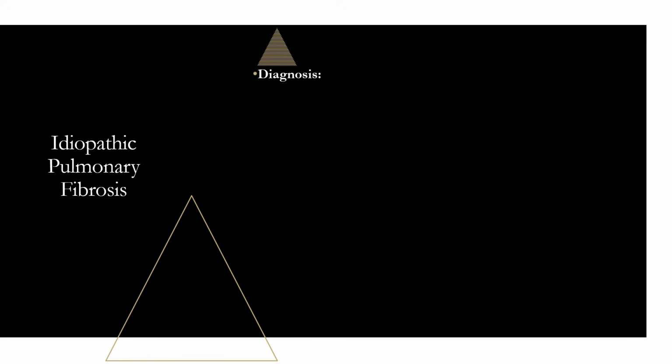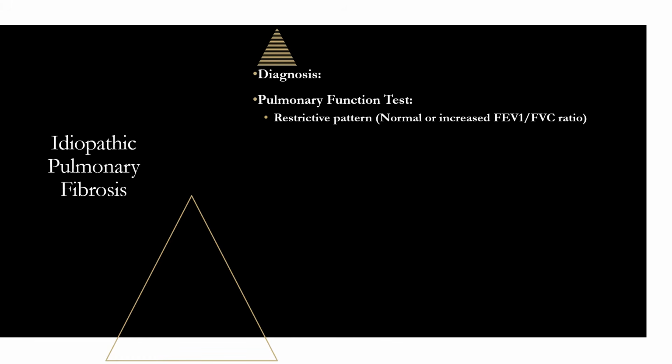So moving on to our actual diagnosis, the first thing that you're going to do with these patients, again, is a pulmonary function test. And remember, the pulmonary function test is going to show a restrictive pattern. So normal or increased FEV1/FVC ratio because of that restrictive pattern. If you do a chest x-ray, you may see increased reticular markings. Again, this is not very specific. It can be seen in other interstitial lung diseases and even in heart failure.